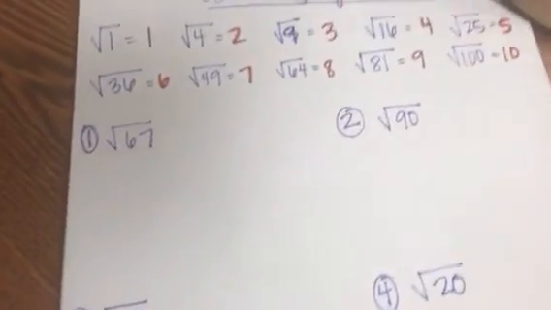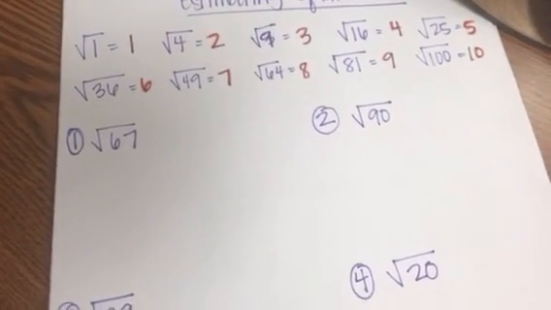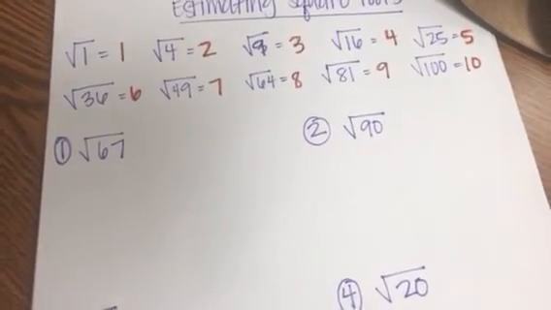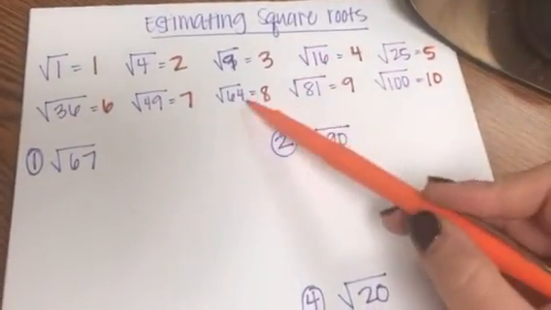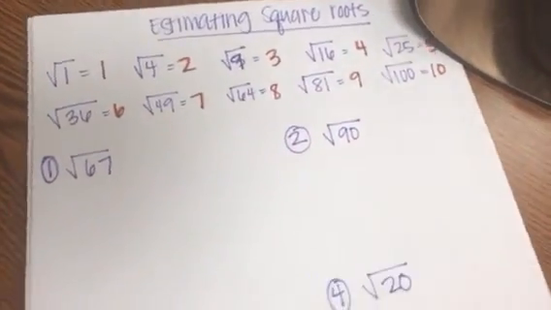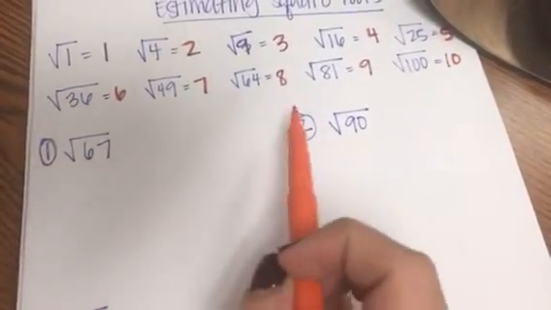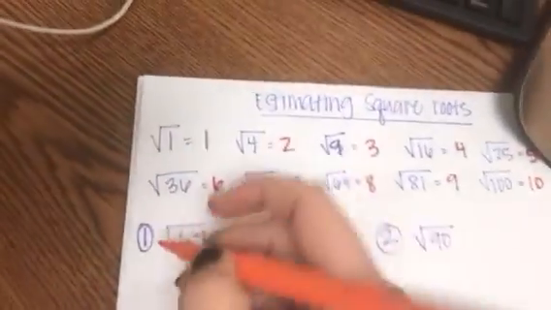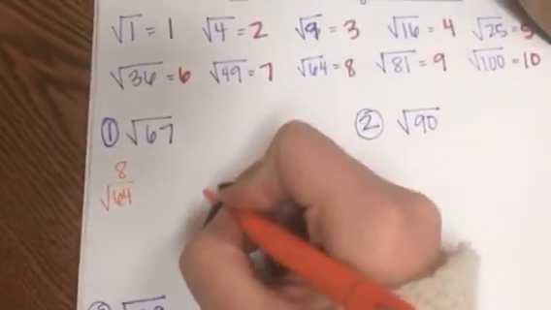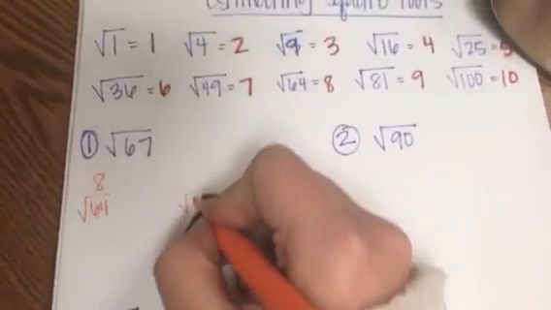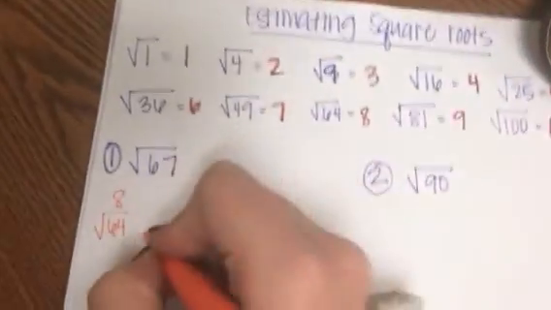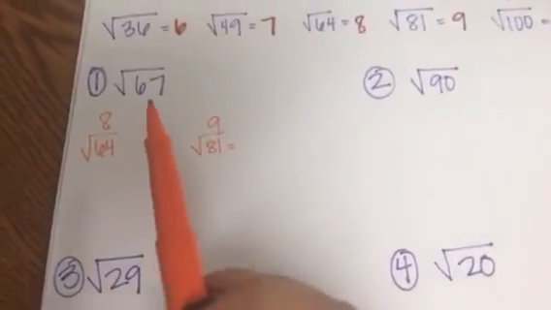So let's look at number 1. Number 1 is the square root of 67. The first thing you want to do is figure out where the square root of 67 falls in between. If you look, we have the square root of 64, which is 8, and the square root of 81, which is 9. So I know that my square root of 67 has to fall somewhere in between 8 and 9. So it's going to fall in between the square root of 64, which is 8, and the square root of 81, which is 9.